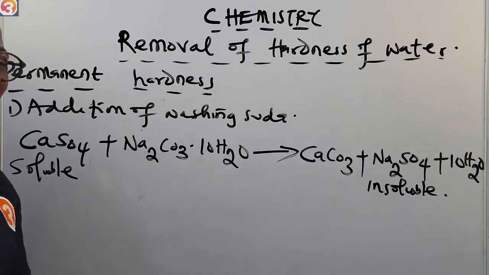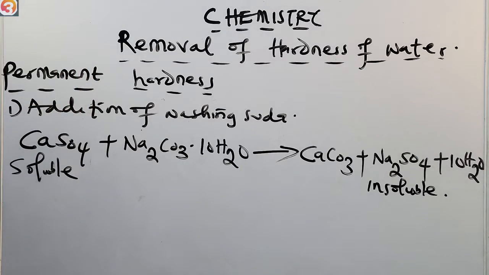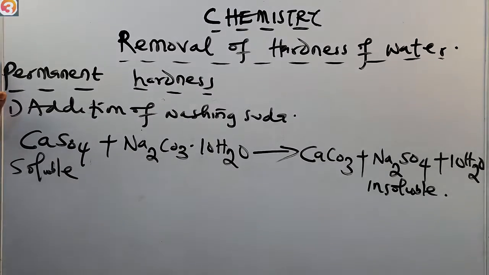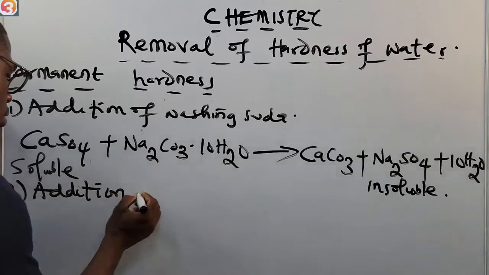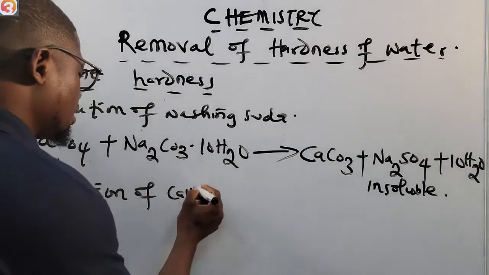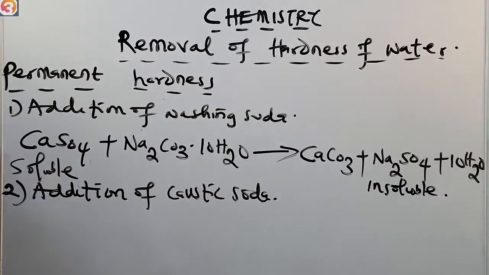So addition of washing soda is a method, a technique, for removing permanent hardness of water. Another method for removing permanent hardness is, number 2, the addition of caustic soda.